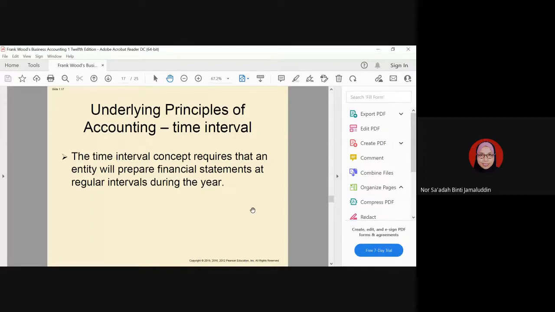Let's say we form a sole proprietorship, so you must follow the Security Commission. Let's say we form a partnership, so you must follow the Partnership Act. Let's say you form a corporation, you must follow the Companies Act. So if you form a partnership, the Partnership Act may require you to prepare financial statements quarterly, so every 3 months you must prepare one financial statement, let's say from January until March. So one financial statement.